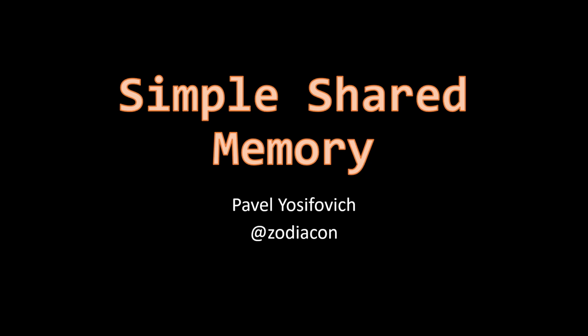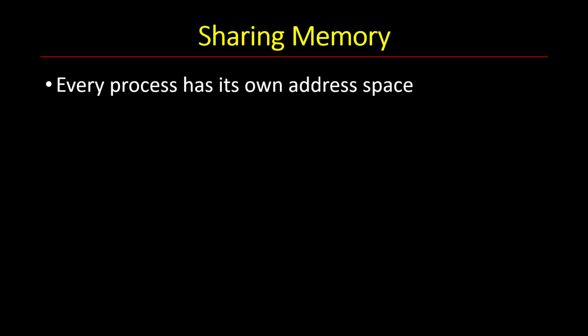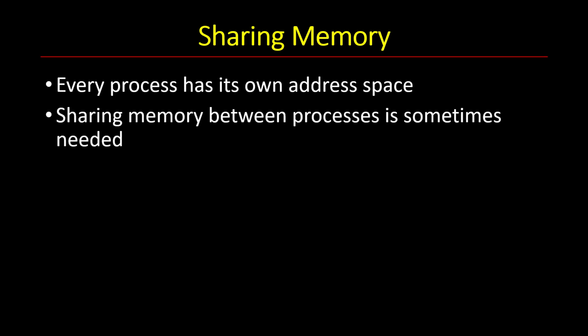Hi, and welcome to this video about simple shared memory between processes. Normally every process has its own address space, and these address spaces don't mix. That's a good thing because one process cannot affect another process just by accident. However, in some cases it is useful to share memory between processes so they can cooperate with some data.